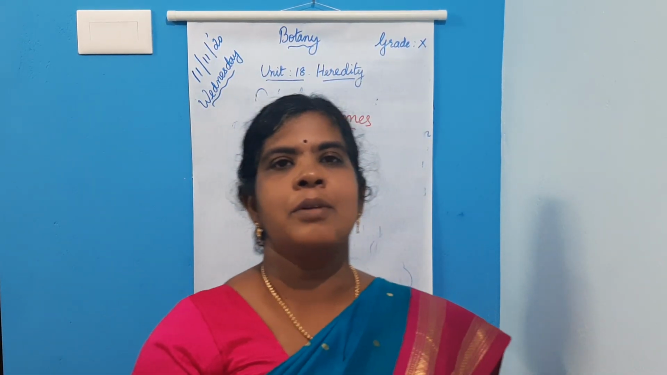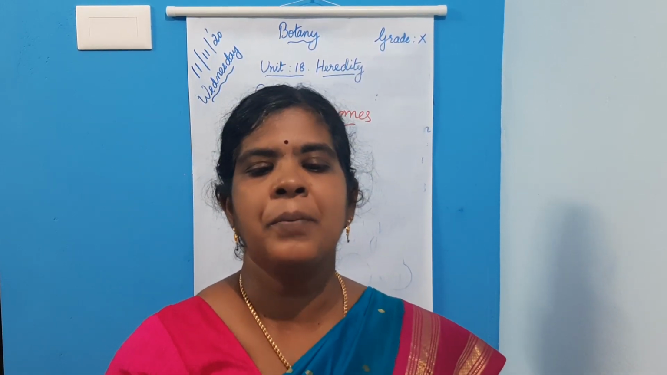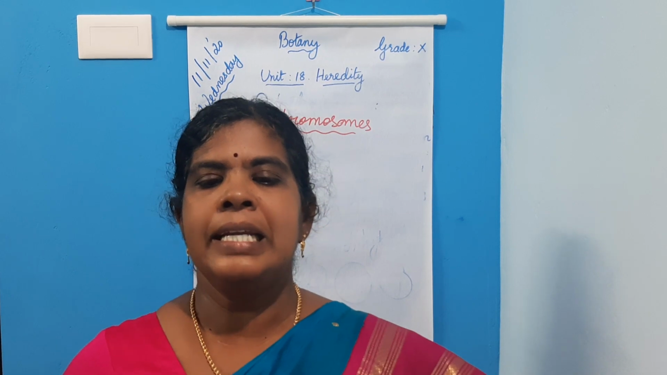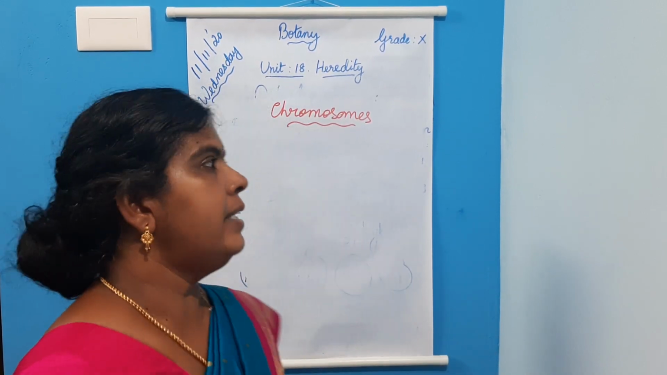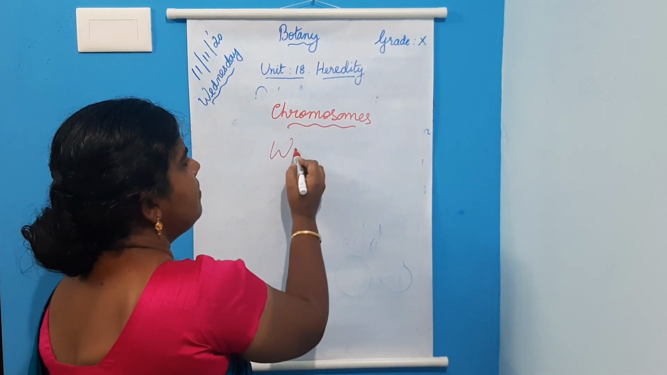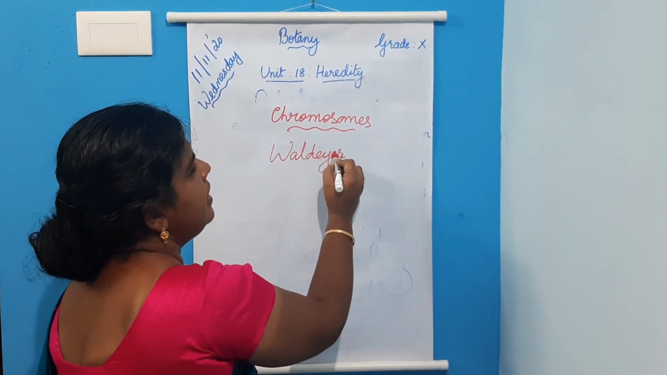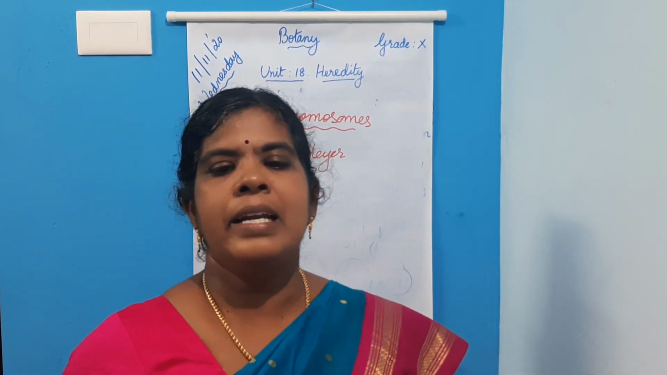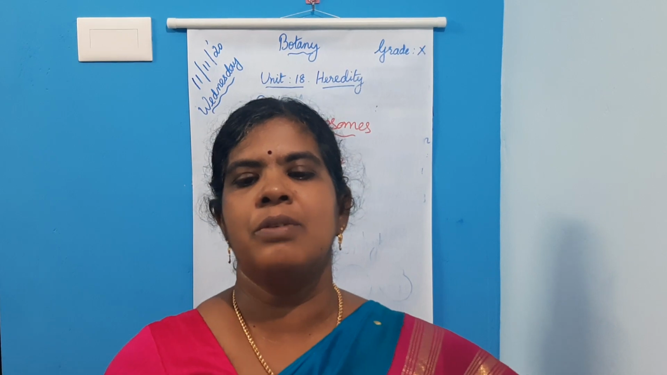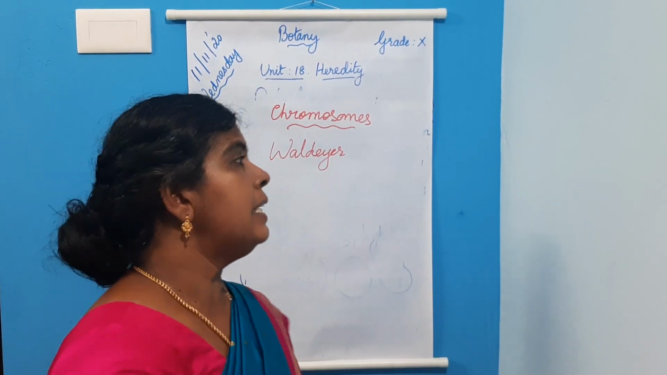Chromosomes. The term chromosome was first introduced by Waldeyer in 1888. Who coined the term chromosome? Waldeyer, in 1888. Chromosomes are highly condensed structures packed with chromatin fibers, or with the DNA.